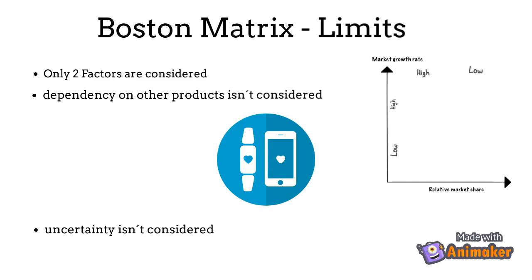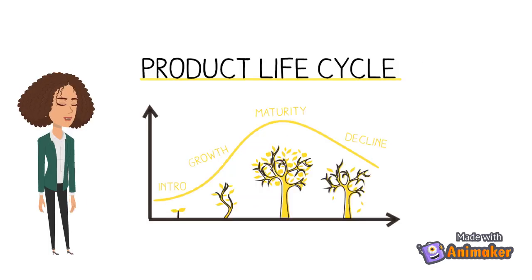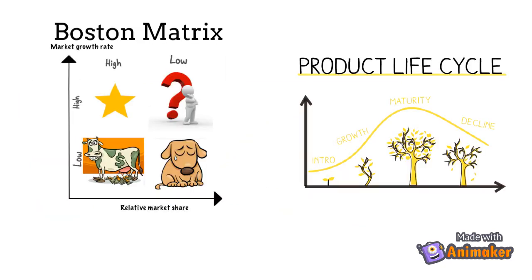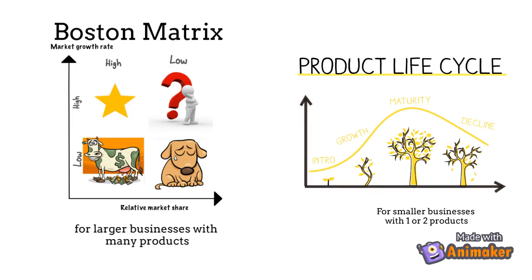This is why it is important to not only consider one tool to analyze your products, but also others, like for example the product lifecycle, which is also a strategic tool that refers to the length of time from when a product is introduced to its customers until it's removed again. Both are important steps in the planning process of a company. However, you could say that the Boston matrix is especially useful for larger businesses with many products, as it helps to look at their product range critically. The product lifecycle is more to help small companies with 1 or 2 products.